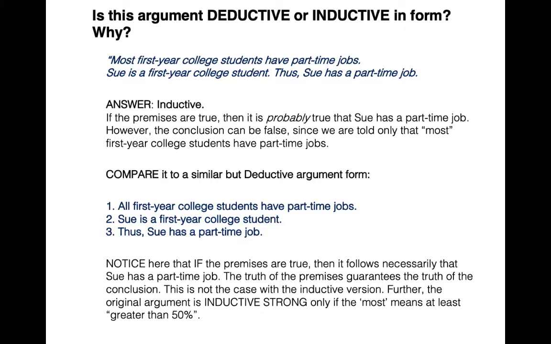Further, the original argument is, I'm going to call it inductive strong, only if the most means at least greater than 50%. You always have to check the language. People can use words however they wish. We want to be understood. We want to make sure we're communicating clearly what we mean. Sometimes we have to check with people what they mean by the term most. I'm guessing, from the way lots of people use it, that we mean something like greater than 50%. However, some people might want 75 or 85, 90%. So it's on you to check what their presumption is.